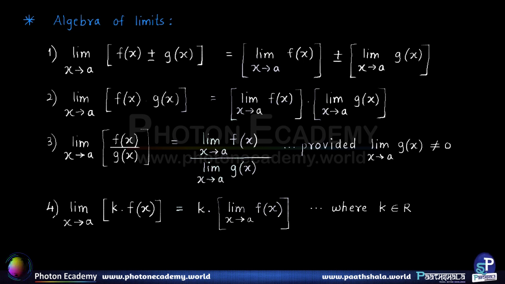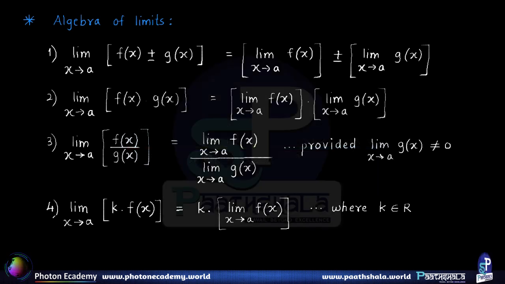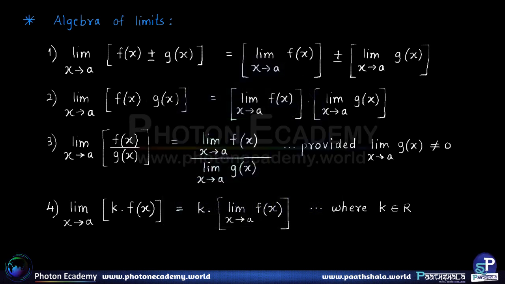Now with respect to the limits, we will go through the algebra of limits, that is how do we calculate the limit of sum, difference, product, quotient of two functions and so on. So the first result says that the limit of addition or subtraction of two functions f and g as x tends to a is the same as the addition or subtraction of their individual limits.